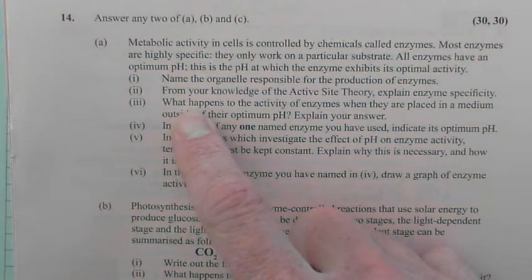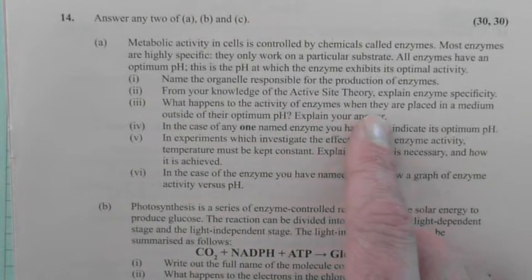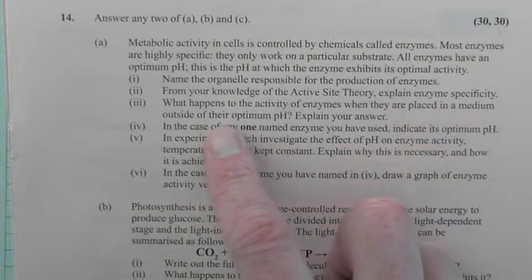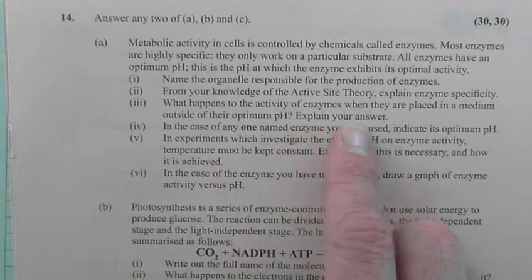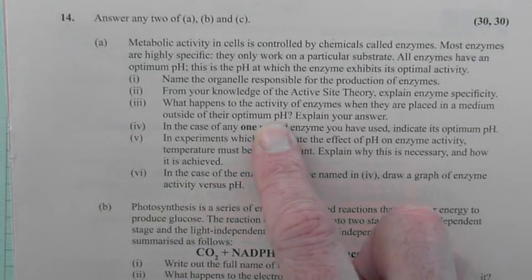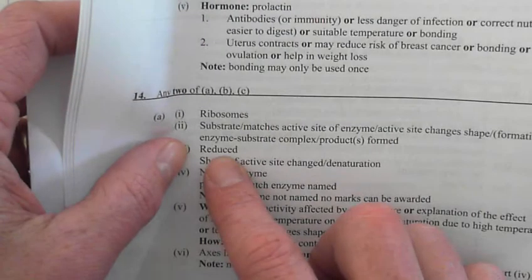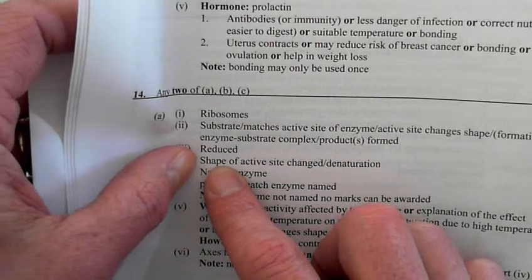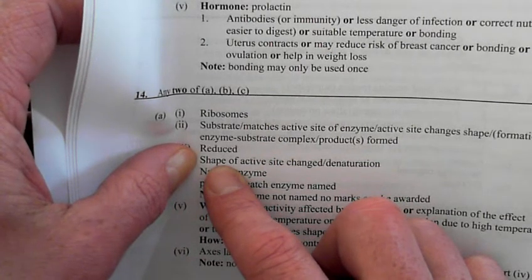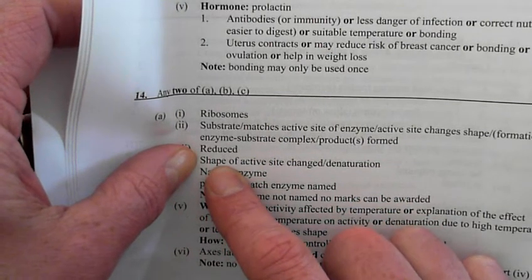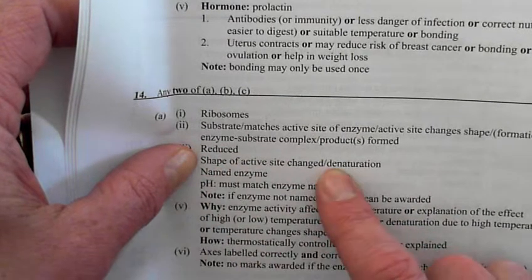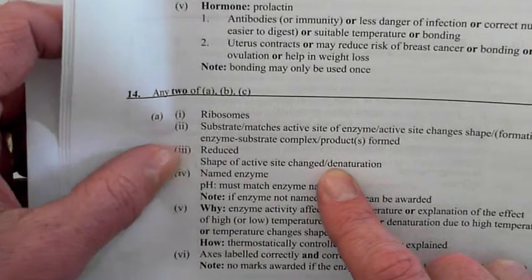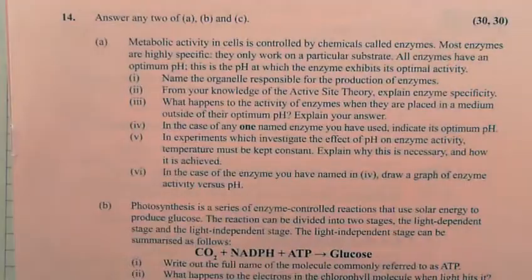Let's go through this first. What happens to the activity of the enzymes when they are placed in a medium outside their optimum pH? Explain your answer. So if it's just outside their optimum pH, will they work as effectively? So the activity of the enzyme is reduced. If you have the word reduced, so if the pH is way out of their optimum, the shape of the enzyme might be changed or denatured. So if you mentioned any of those.